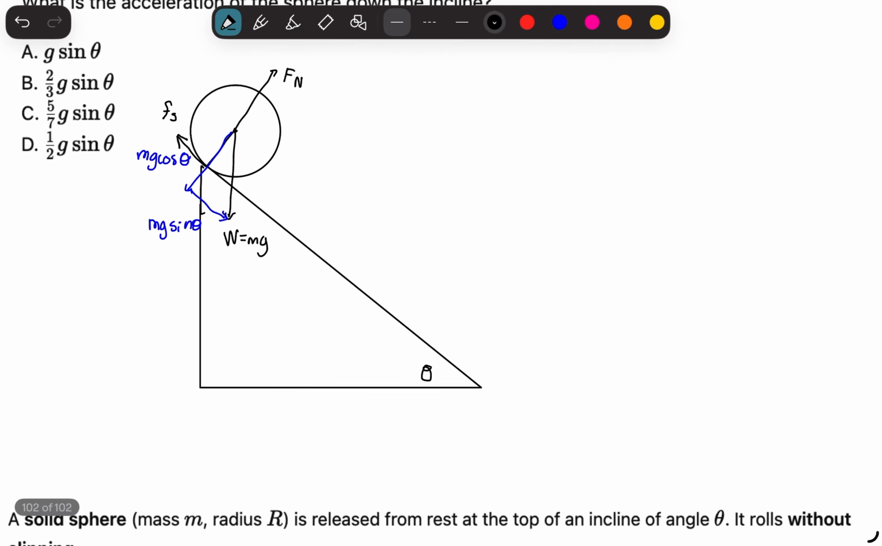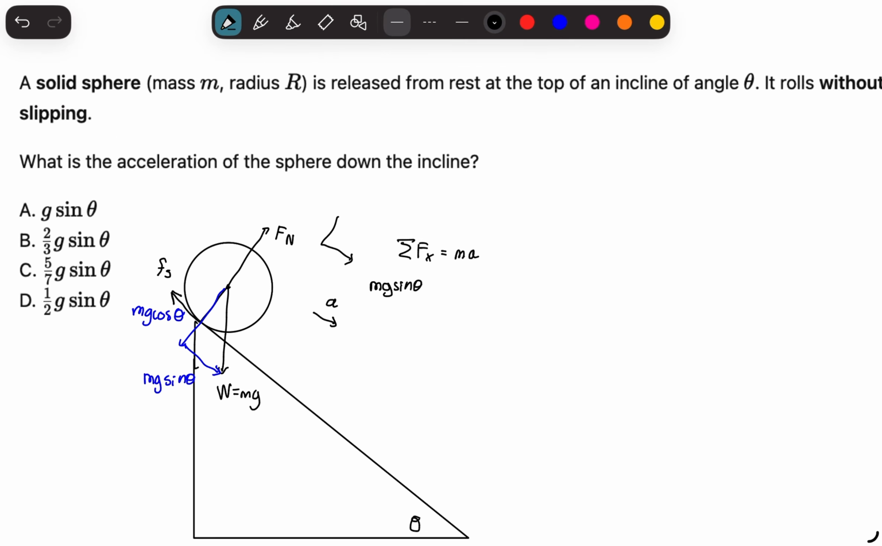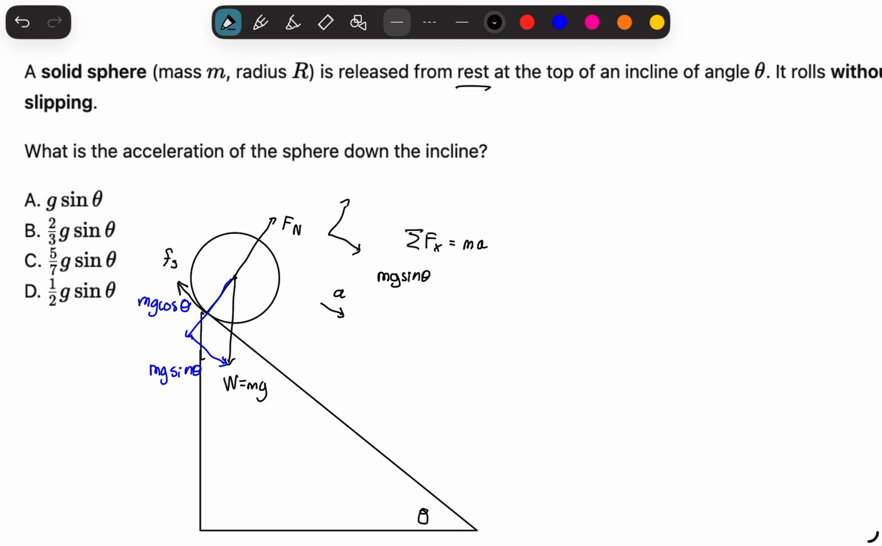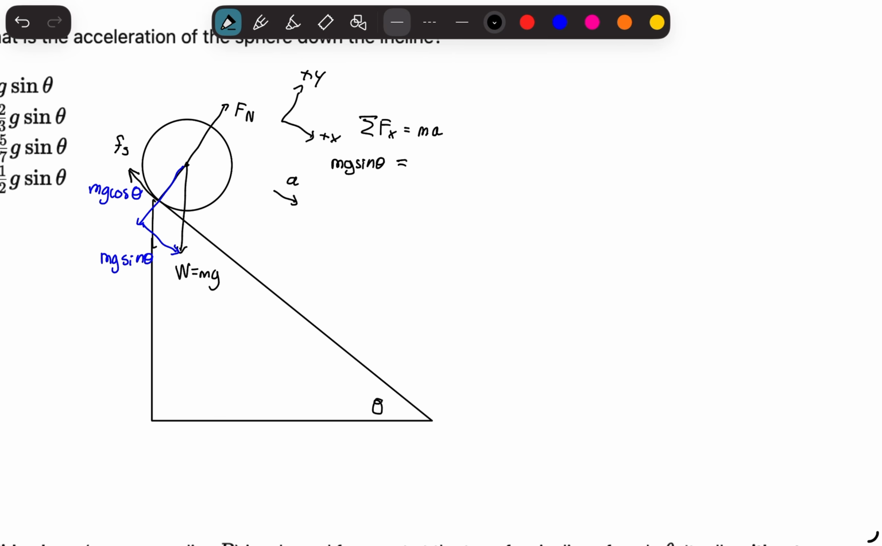So then again, we just do the summation of your Fx is equal to your mass times acceleration. You have mg sine of theta, and we're going to choose acceleration downward, even though it's not accelerating here because it's at rest. But we're going to choose that to be the positive x direction and upwards to be the positive y direction. So this is going to be subtracted by f, which is acting up the incline, but that's our negative direction here. That's going to equal your mass times your acceleration.